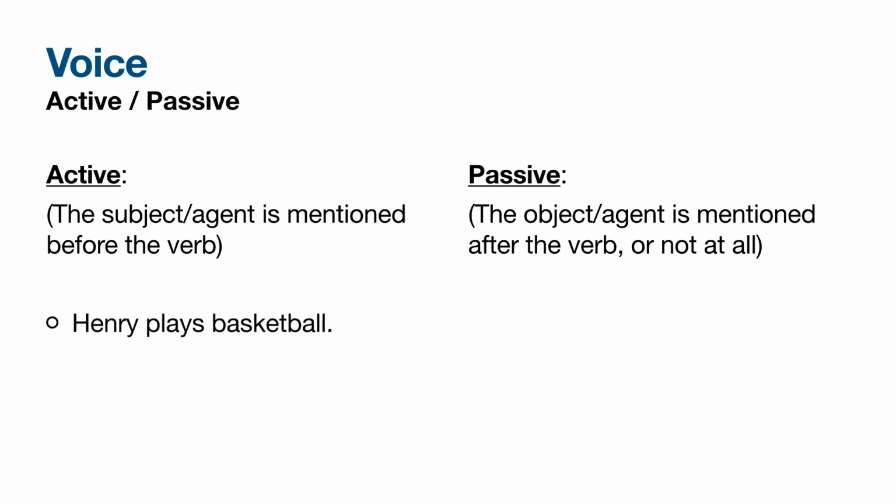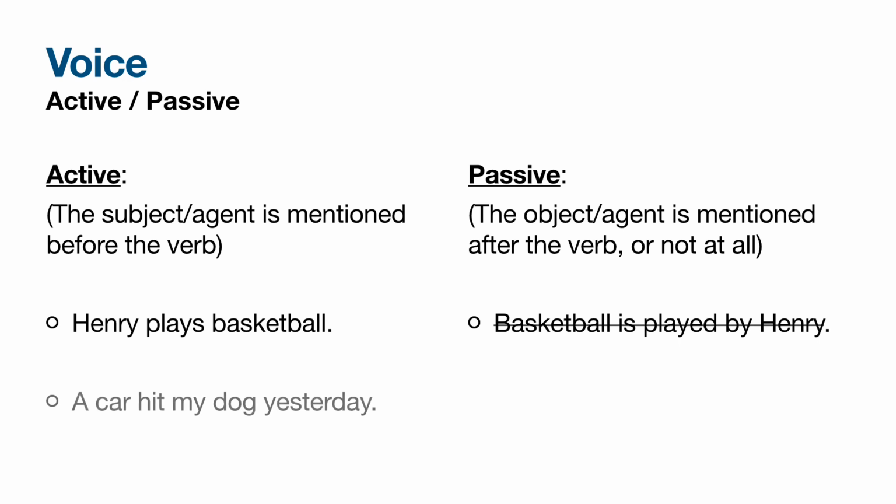Let's do a side-by-side comparison of two sentences. In active voice, Henry plays basketball. Henry is the agent performing the verb play. Its passive counterpart, basketball is played by Henry. Well, that doesn't sound right. And the reason it doesn't sound right is that basketball is too grand of a topic to be mentioned in this way. The second one, a car hit my dog yesterday.